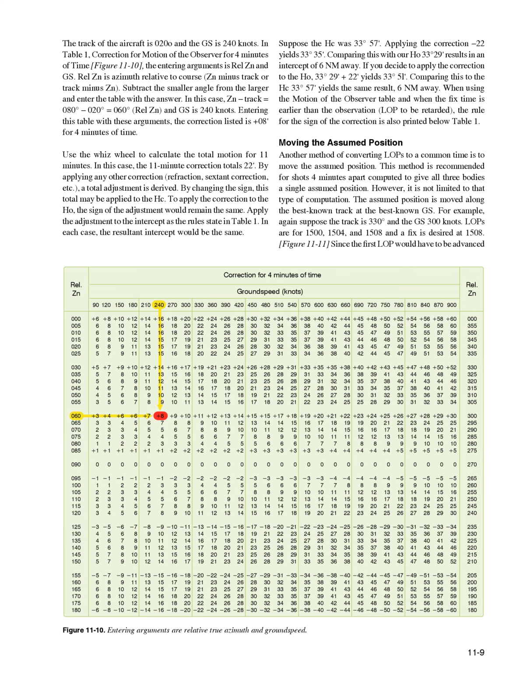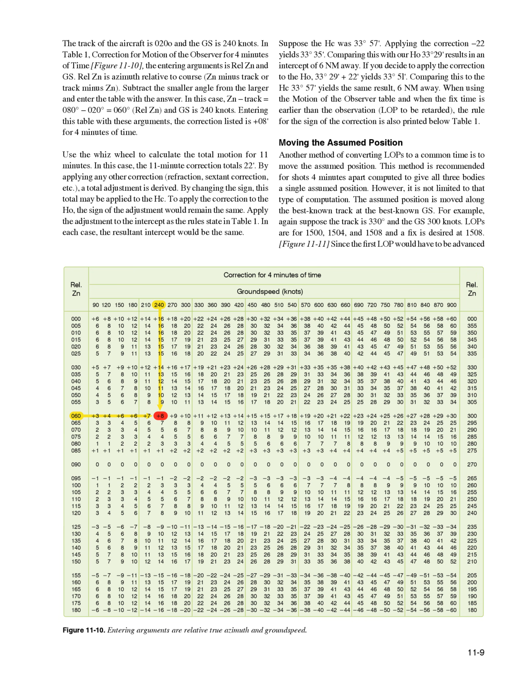Moving the assumed position. Another method of converting LOPs to a common time is to move the assumed position. This method is recommended for shots 4 minutes apart computed to give all three bodies a single assumed position. However, it is not limited to that type of computation. The assumed position is moved along the best-known track at the best-known Gs.